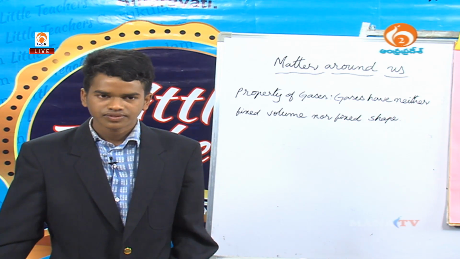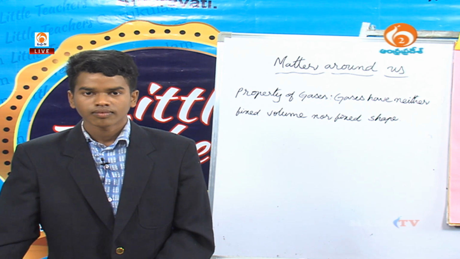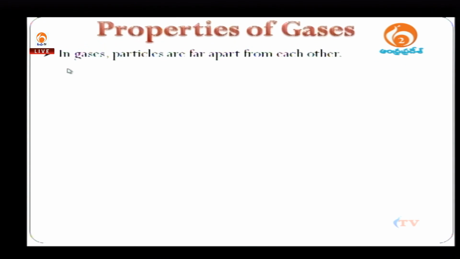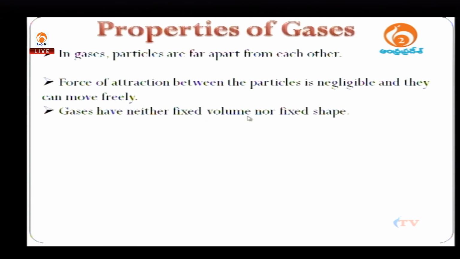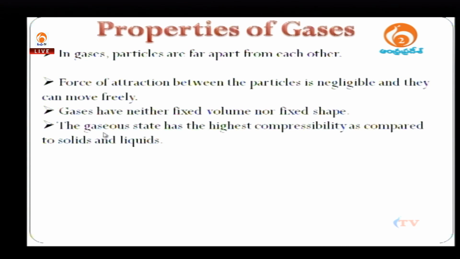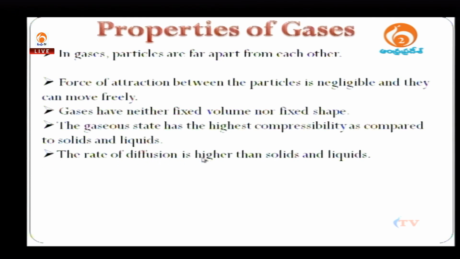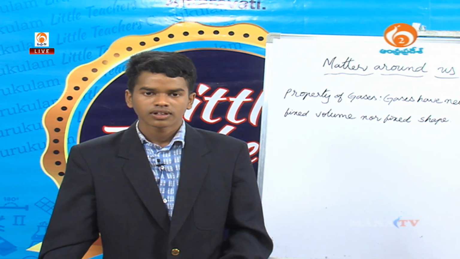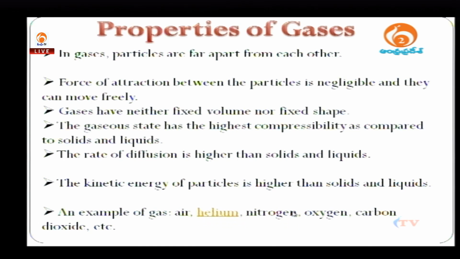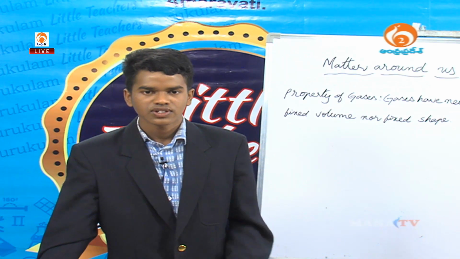And now see here, friends, properties of gases. In gases, particles are far apart from each other. Force of attraction between the particles is negligible and they can move freely. Gases have neither fixed volume nor fixed shape. The gaseous state has the highest compressibility as compared to solids and liquids. The rate of diffusion is higher than solids and liquids. The kinetic energy of particles is higher than solids and liquids. Examples of gases are helium, nitrogen, oxygen, carbon dioxide. These are all examples of gases.